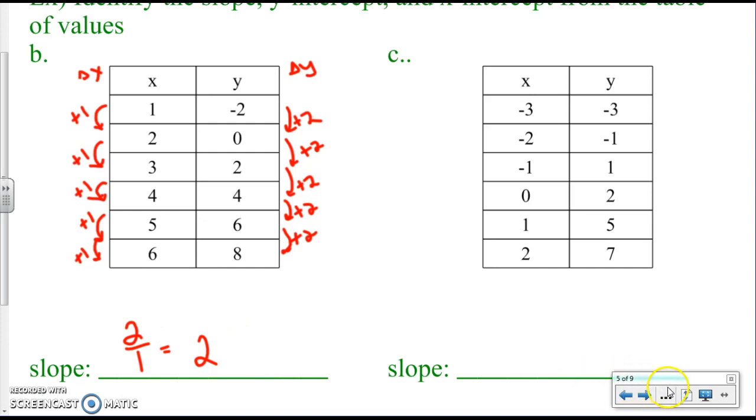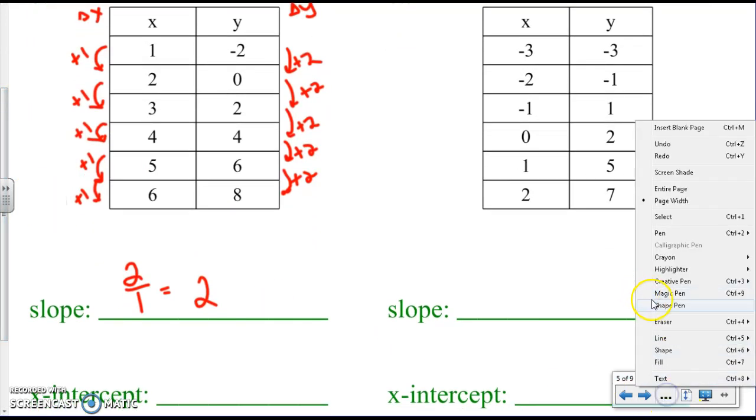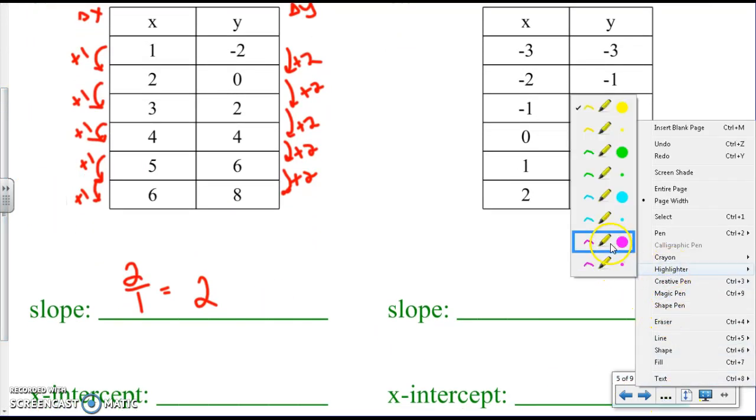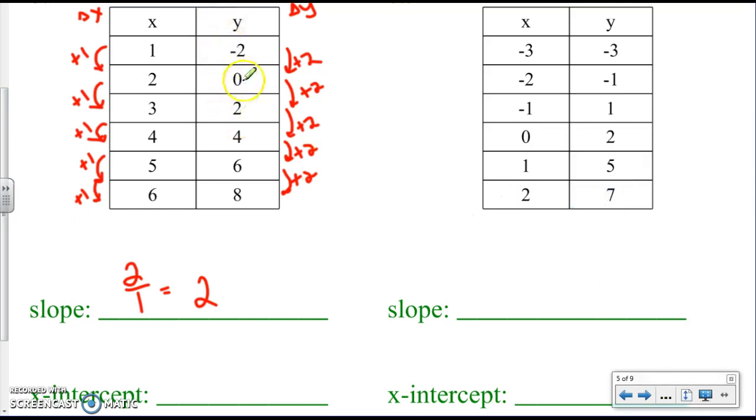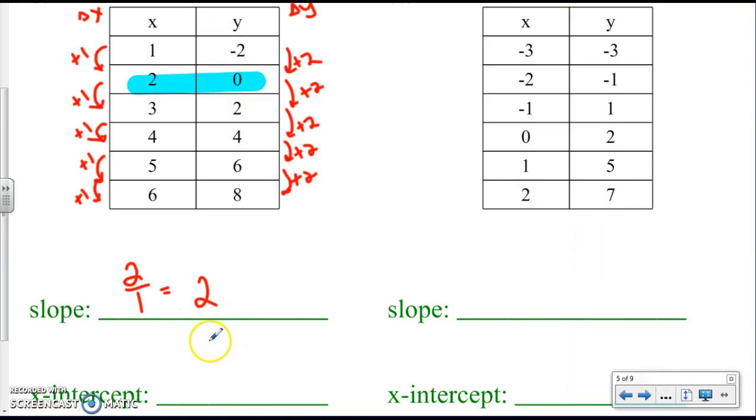Okay, my x-intercept, which I believe is next on my list, is going to be when I have a 0 for my y. Okay, so I have a 0 right here for my y. So that gives me my x-intercept, which is (2, 0).